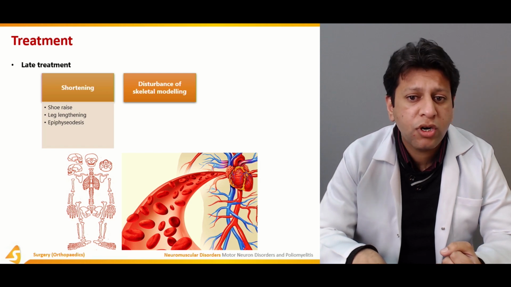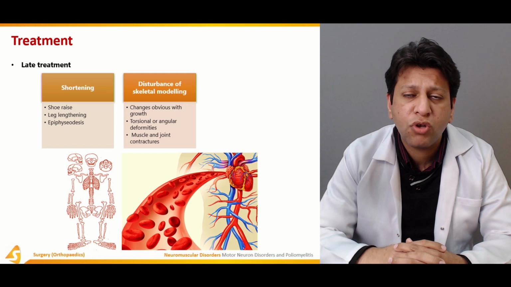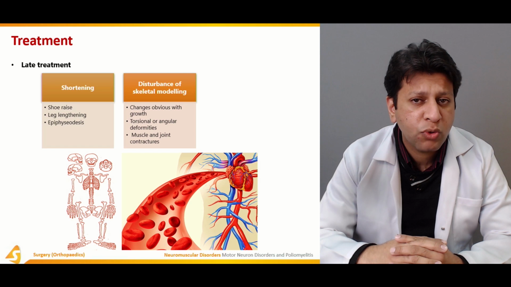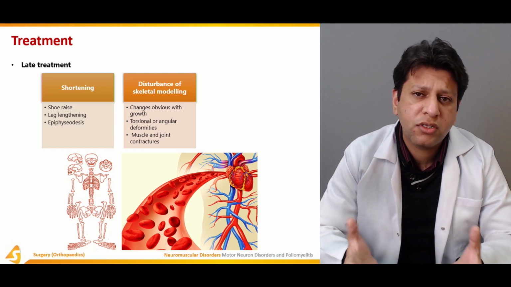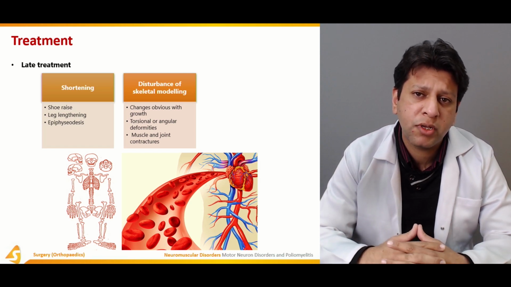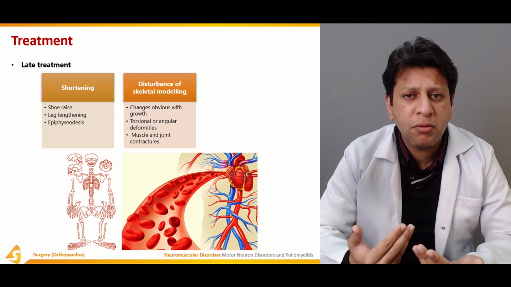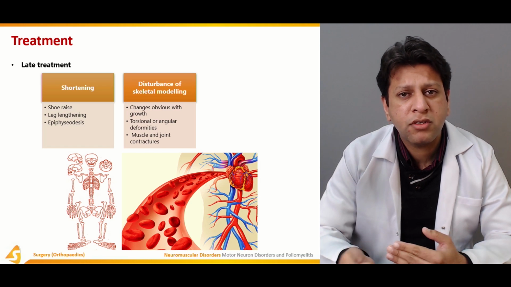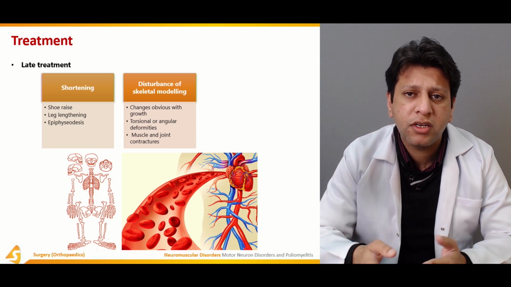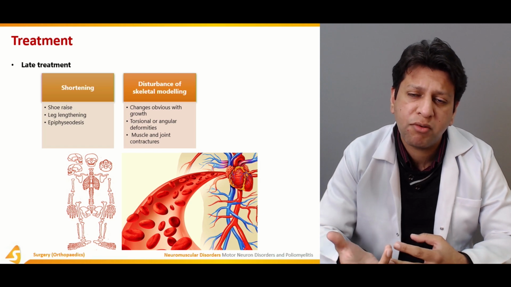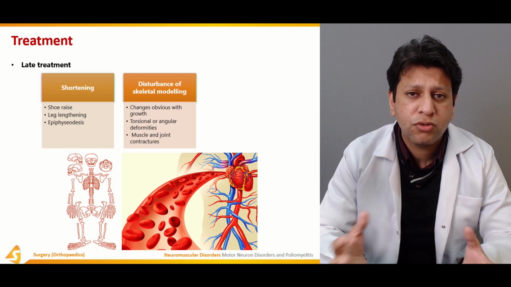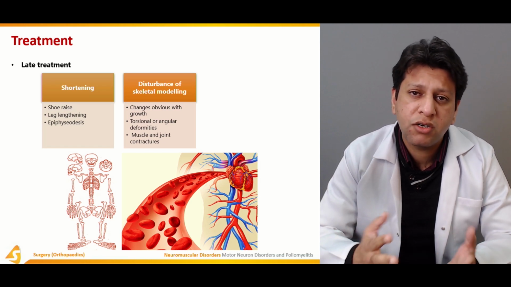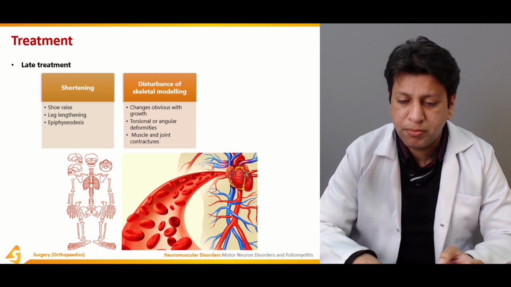Disturbances of skeletal modeling may be present. Usually there are changes obvious with the growth. There may be torsional or angular deformities, muscle and joint contractures, and sometimes complex deformities as well. And not only one surgery, multiple surgeries may be required. Initially there may be release of certain areas, a tightening of the other side may be required, then osteotomies, and they may be associated with bone transport and shortening. So maybe one, two or three surgeries may be done to completely correct these deformities.